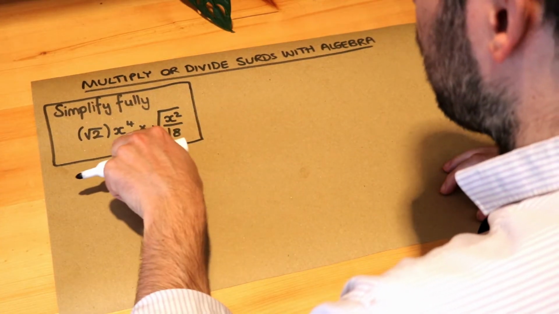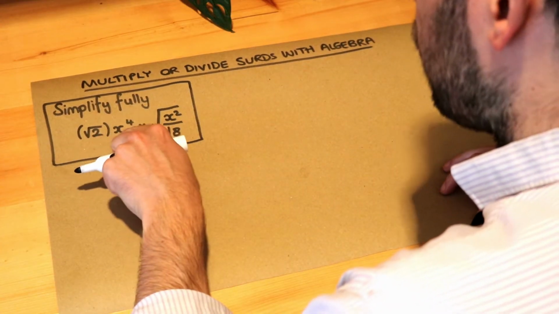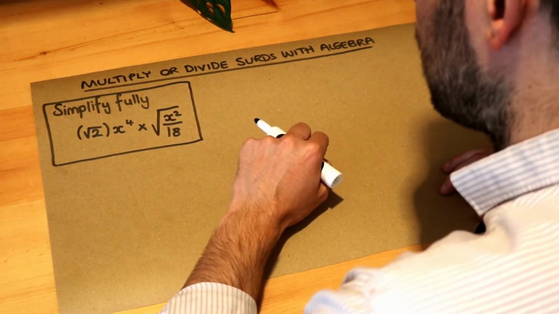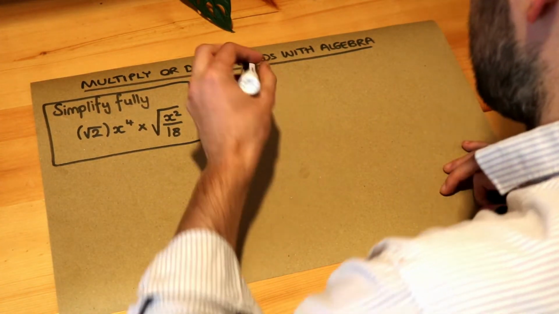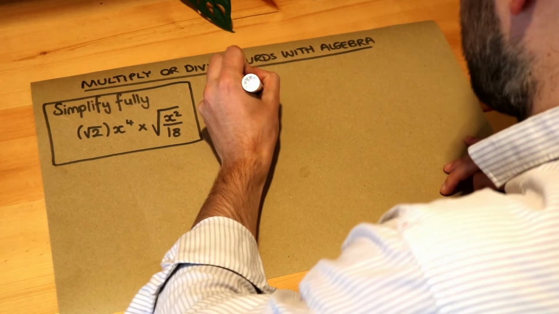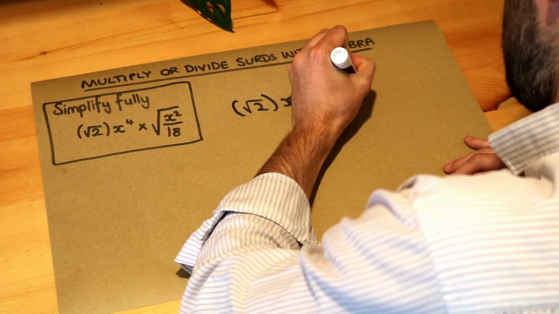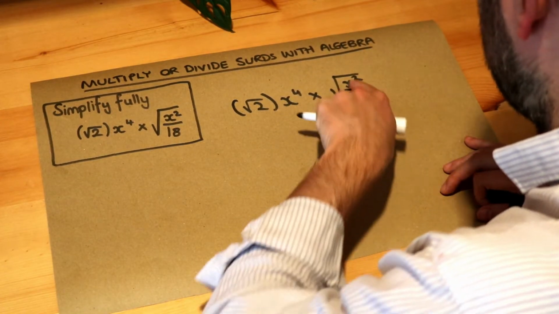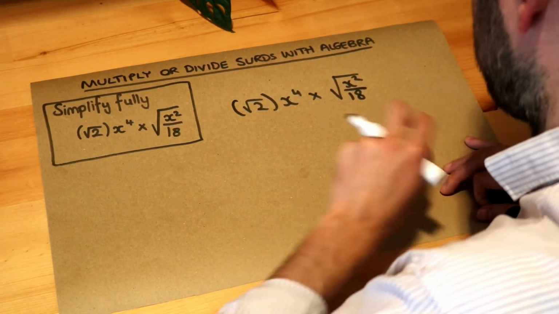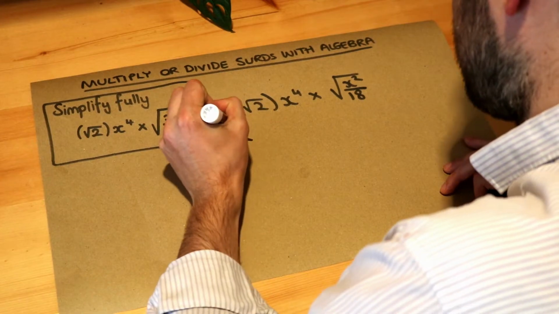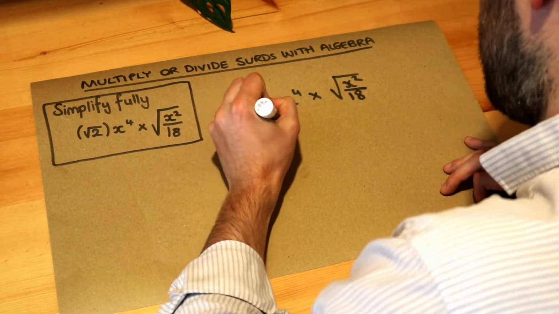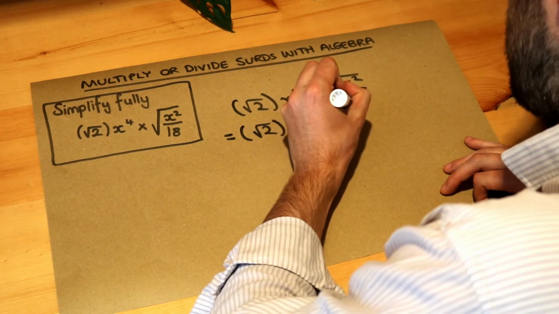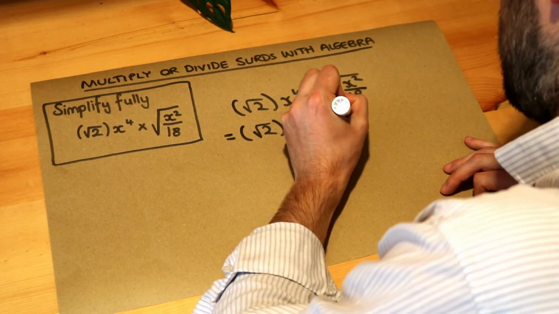We want to simplify fully the square root of 2x to the 4 times the square root of x squared over 18. Let's just write that out so we can then simplify it. Firstly, note that when we have the square root of a fraction, we can square root the top of the fraction and square root the bottom of the fraction. So let's do that first. Root 2x to the 4 multiplied by root x squared over root 18.